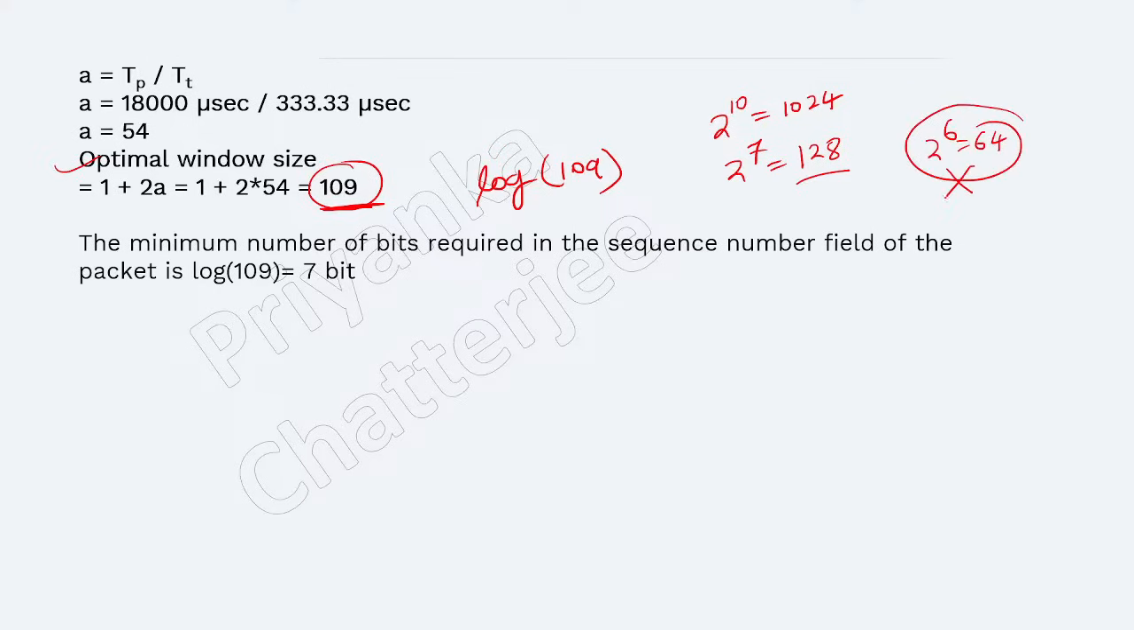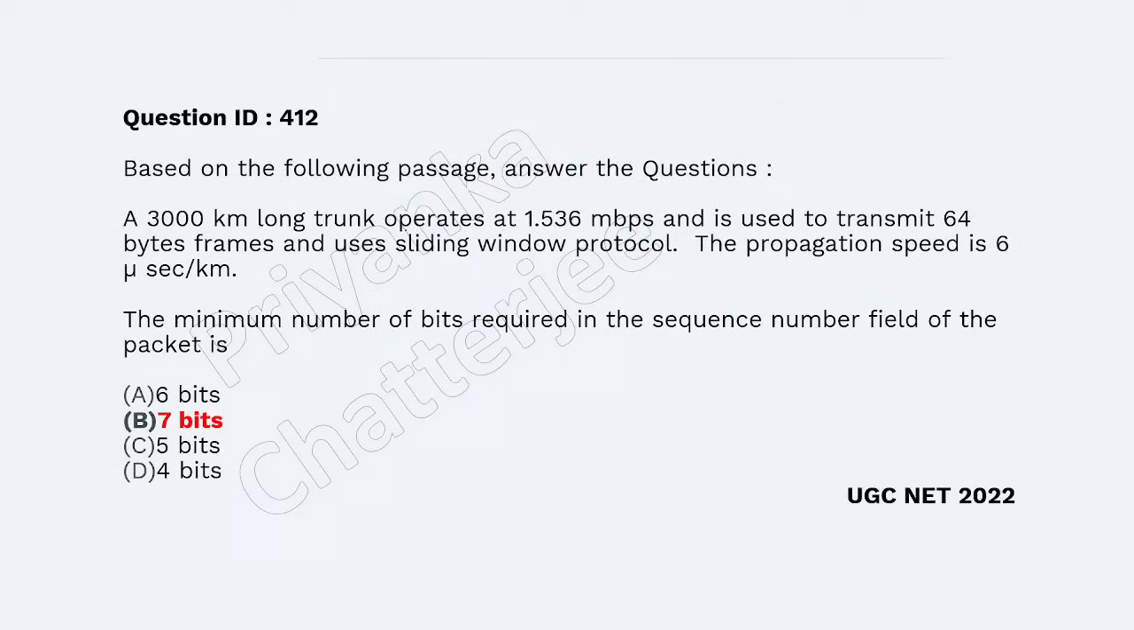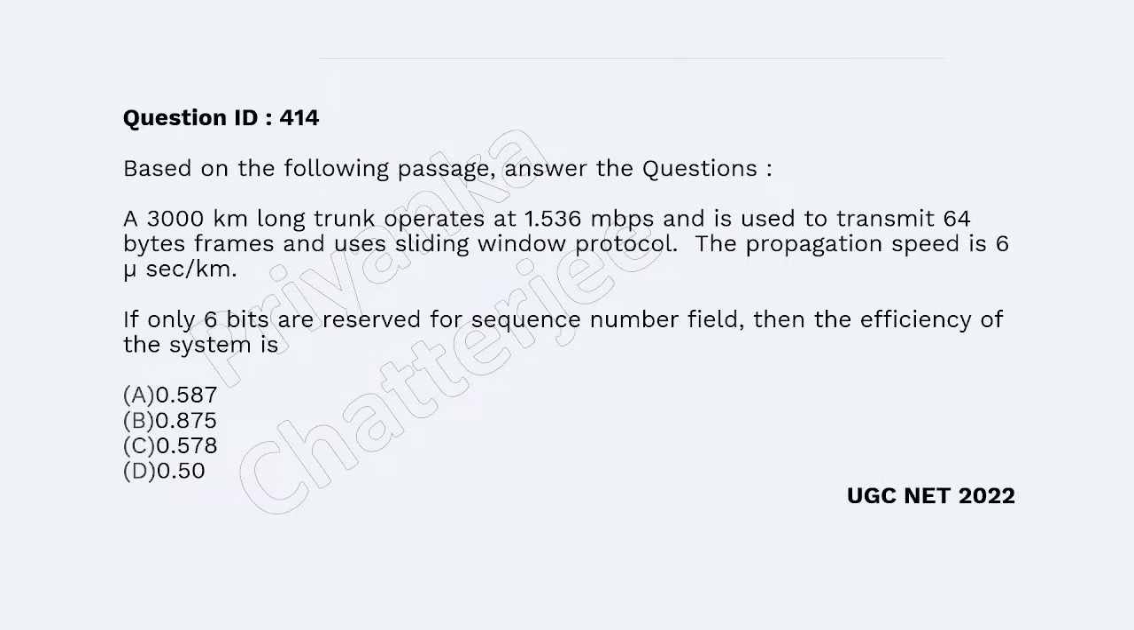So 6 bit will not be possible. I have to go for 7 bit because 109 will be satisfied with that. So that's why I have to go for 7 bit. 7 bit will be enough. With the 6 bit I cannot do it. So my answer will be 7 bit. Now what will be the answer for this one?